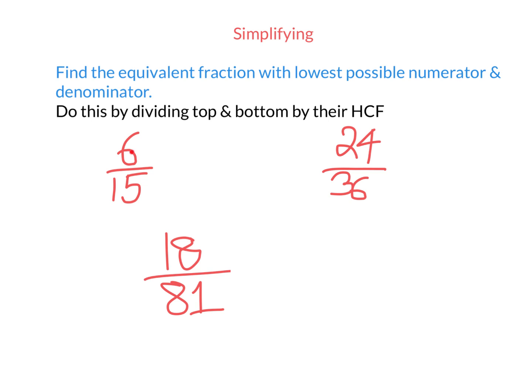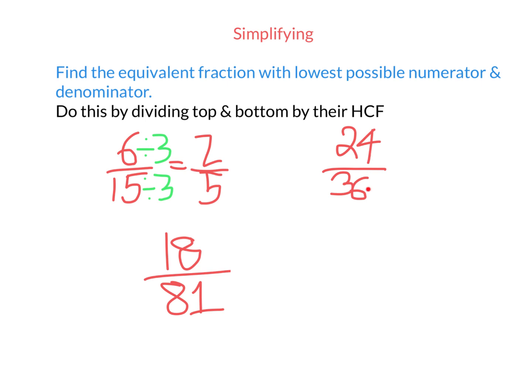So we have 2 numbers here, 6 and 15. Their highest common factor is 3. 3 is the highest number that goes into 6 and also goes into 15. So if I divide the top by 3, 6 divided by 3, I get 2. But what you do to the top, you must do to the bottom. So if I divide the top by 3, I must divide the bottom by 3. I'm left with 15 divided by 3 is 5. So 6 over 15 and 2 over 5 are equivalent. They're both equal to 0.4. They're at the same position on the number line.